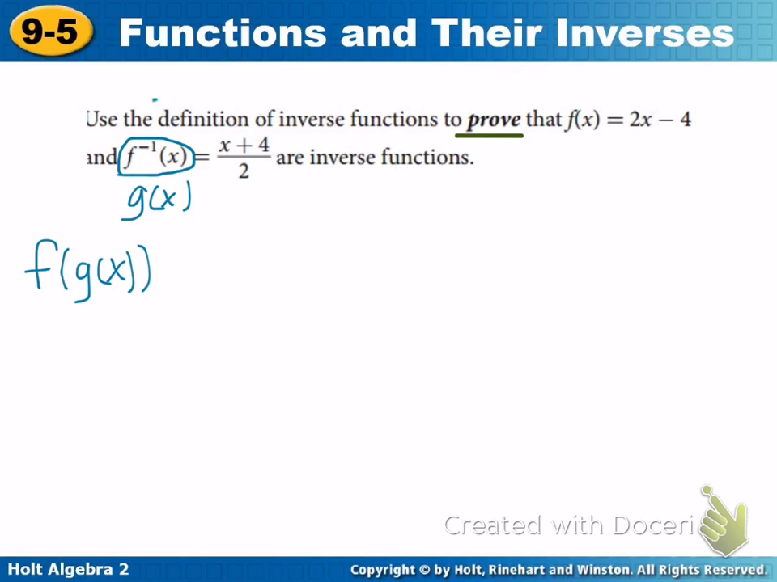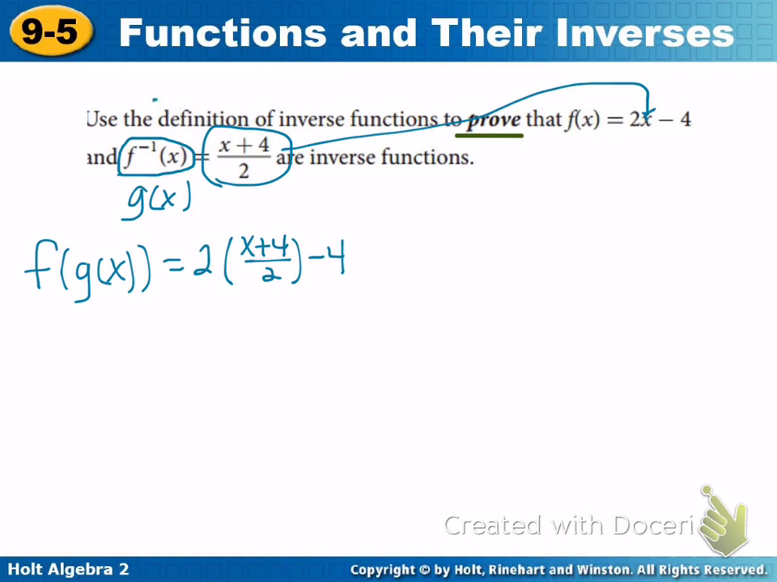Our g of x is really the inverse, so that's this guy. We're going to put him in right there. I can compose him right there. So that would be 2 times all of our g of x, which is the x plus 4 over 2, and then minus that 4 that's in our f of x.